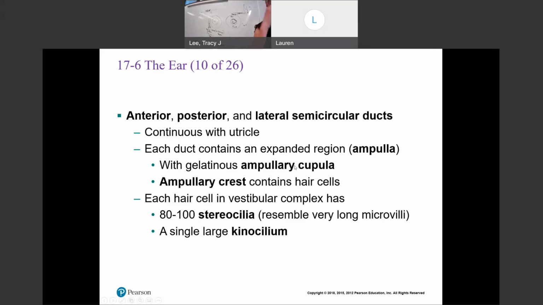All right, so our gel, our little house on the top, is our cupula. And it has the hair cells that bend. Those are called the ampullary crest. And the individual hairs can be called stereocilia. And it has one large one, which I kind of drew here. You have one large one, and then the rest are smaller. This large one's the kinocilium. And they actually look a lot like microvilli. They're just like little finger-like projections. So you have a whole bunch of these little guys and one big long kinocilium. These are in my semicircular canals.